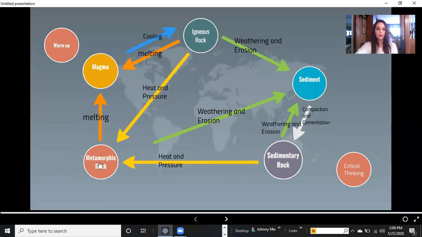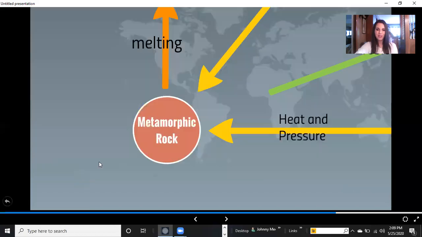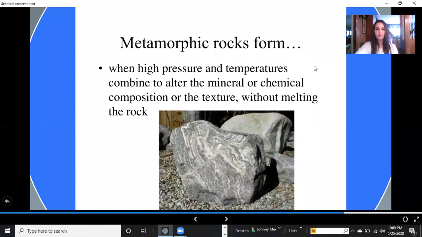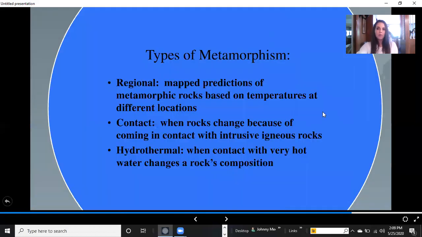Okay, so metamorphic rock, our final type of rock. So what is metamorphic rock? When high pressure and temperatures combine to alter the mineral or chemical composition or the texture without melting the rock, that's metamorphic. So pressure and temperature are going to alter the mineral or chemical composition. It's not going to melt. We're just going to have these temperatures and pressures that are not going to melt it completely, but are going to heat it up, give it a little more pressure, and move those atoms and molecules around.